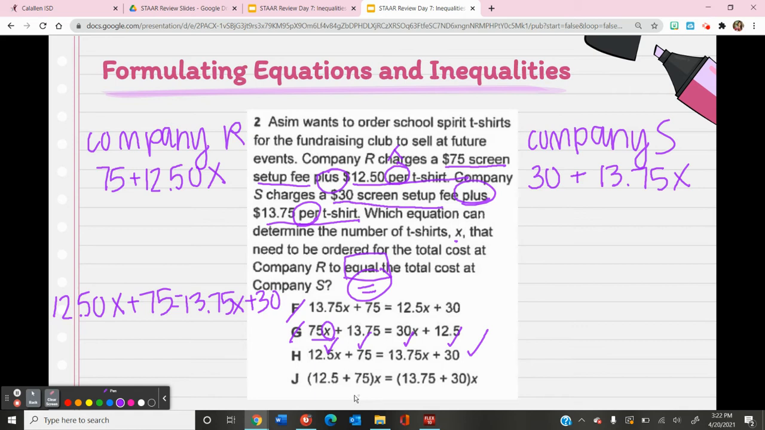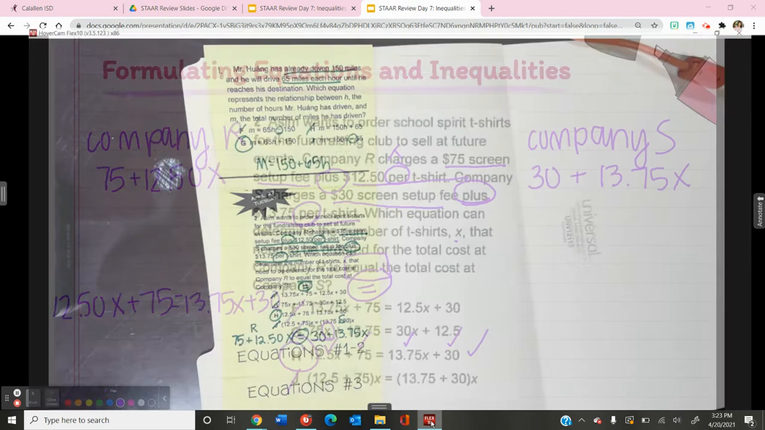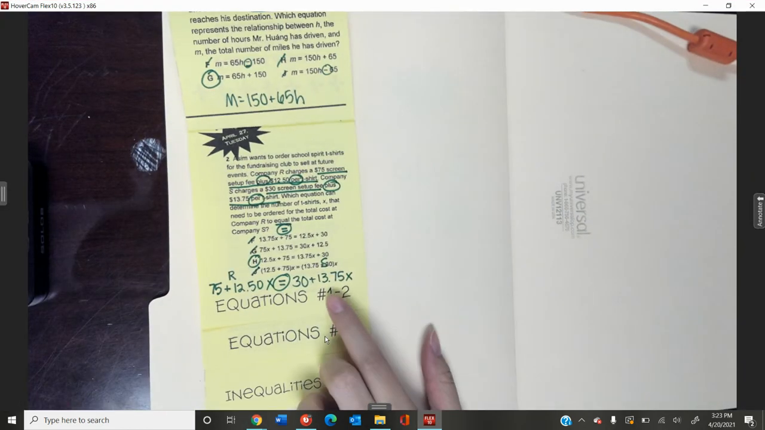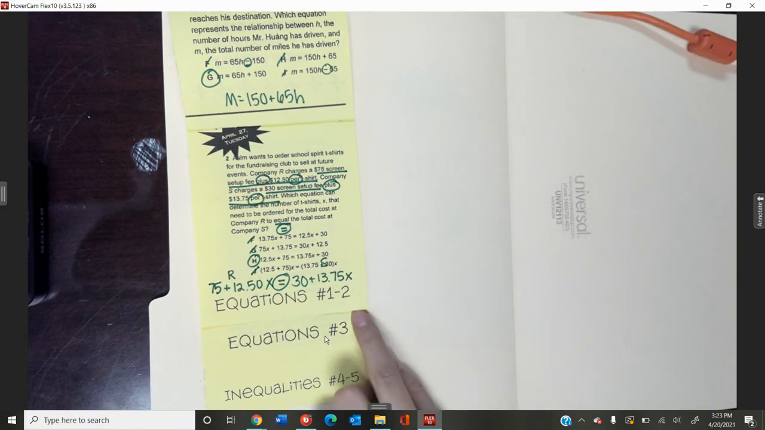Now looking at J, they are adding together this setup fee and the cost of the t-shirt, and they're saying that they're going to charge this for every single t-shirt, which is incorrect. So J is incorrect because they have this inside of the parentheses, and that means that H here is our answer. So now looking at our foldable, this is everything you should have written down for number 2. So again, there's both 1 and 2. If you need a second to catch up, go ahead and pause.